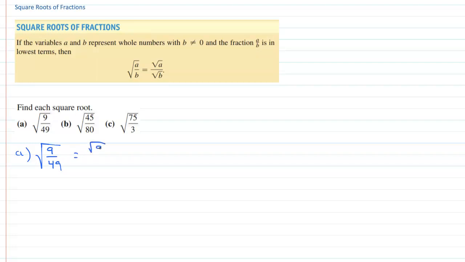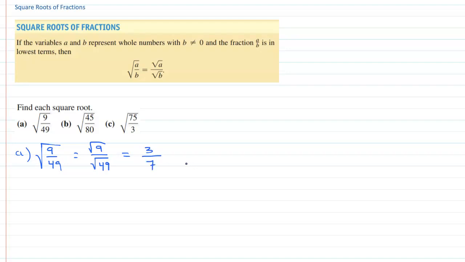If you don't know your square roots and your squares, use the multiplication table that I gave you here in OneNote, print it out, and highlight all the perfect squares. All right, the square root of 9 is 3, and the square root of 49 is 7. So the answer is 3/7.